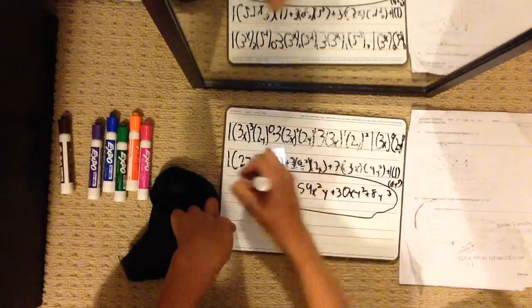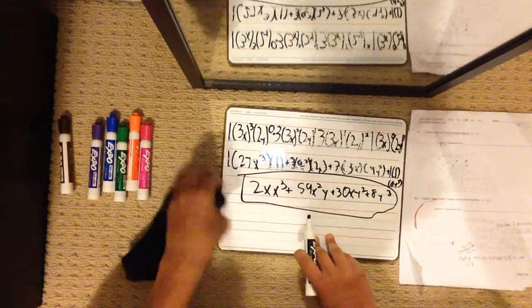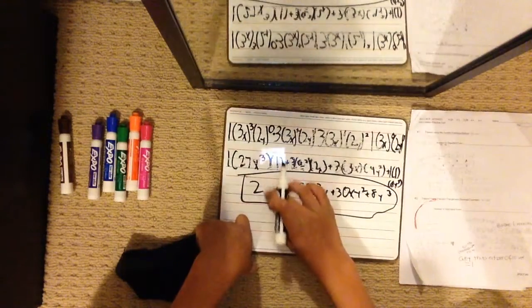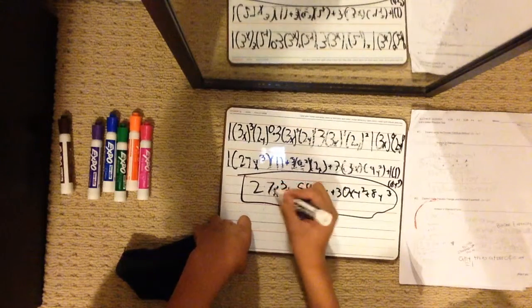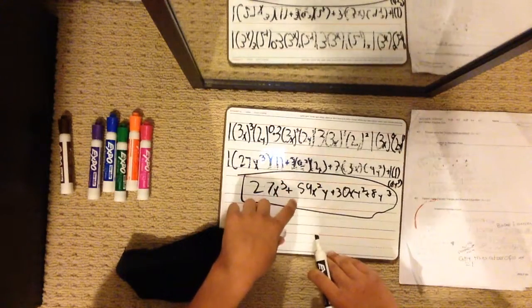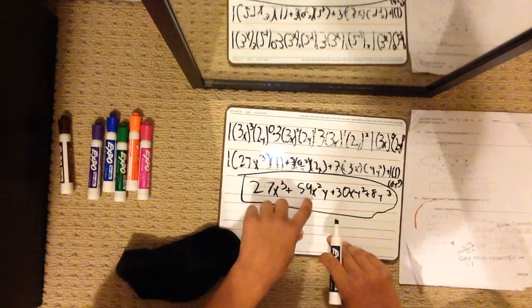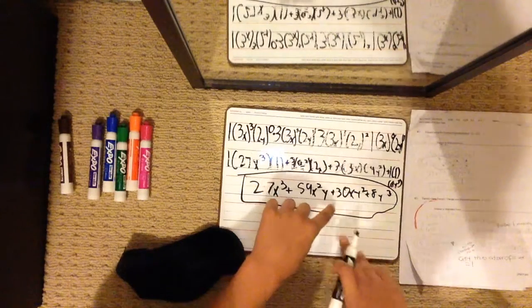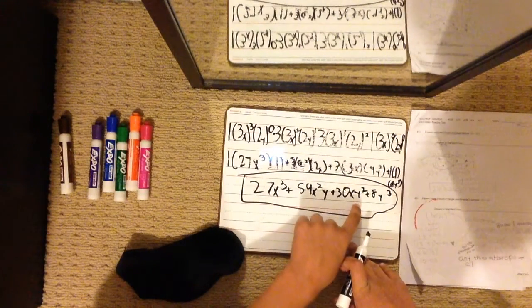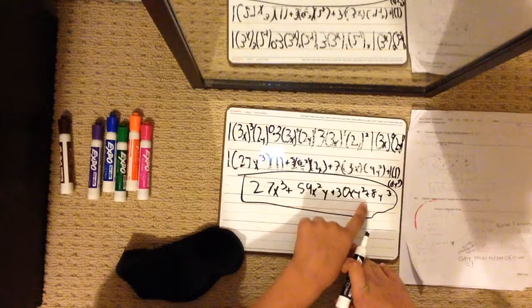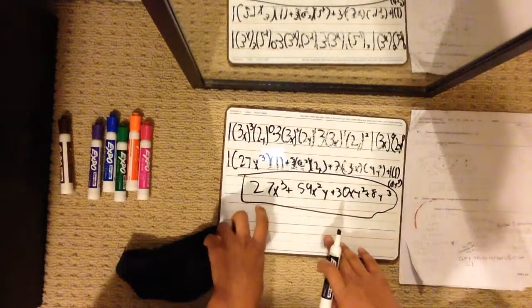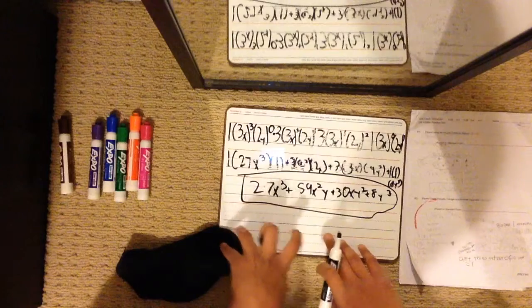Your answer is 27x^3 plus 54x^2y plus 30xy^2 plus 8y^3. And that's it.